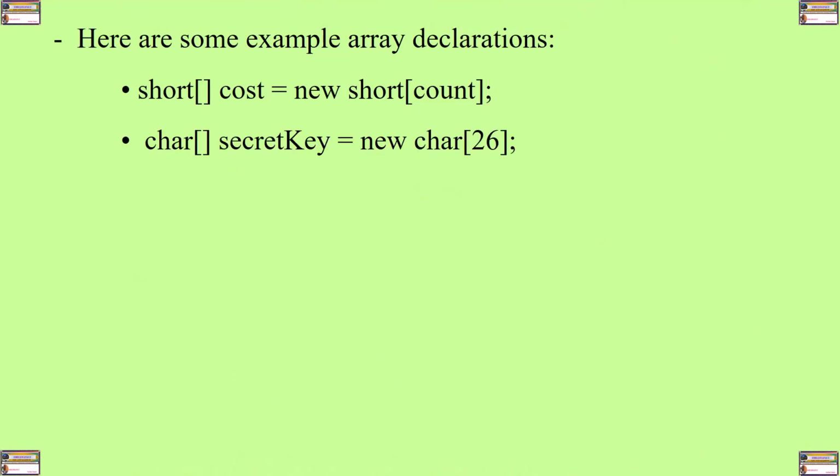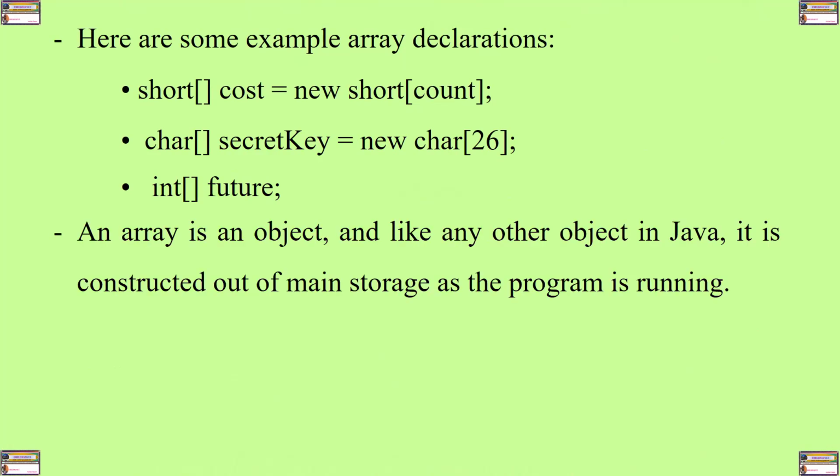We have the second one as secret key, and you can see it is going to hold values of type char. Then we have another one called future. Now these two have initialization, but this one does not. It is simply a declaration of an array called future, the content not specified.